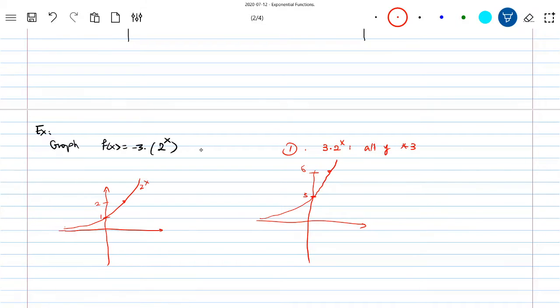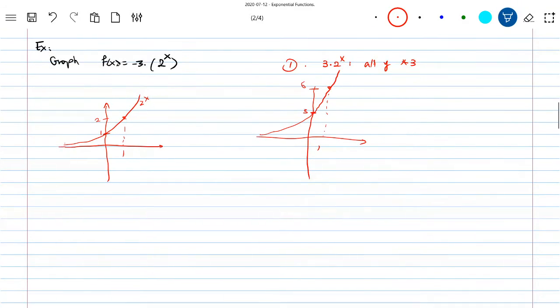So the graph will somehow look like this. You can pick a couple of points. You can say this is 1 and 2, 0 and 1. It becomes 1 and 6, 0 and 3. So you rescale all the y values. The x values do not change. What would be the next step? The next step would be, what happens if you multiply by a negative number outside?